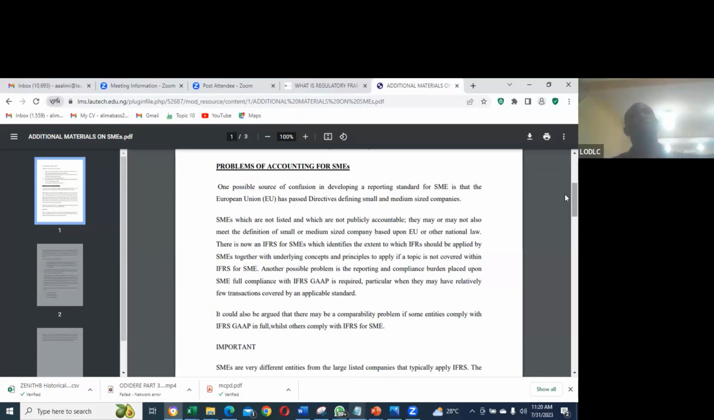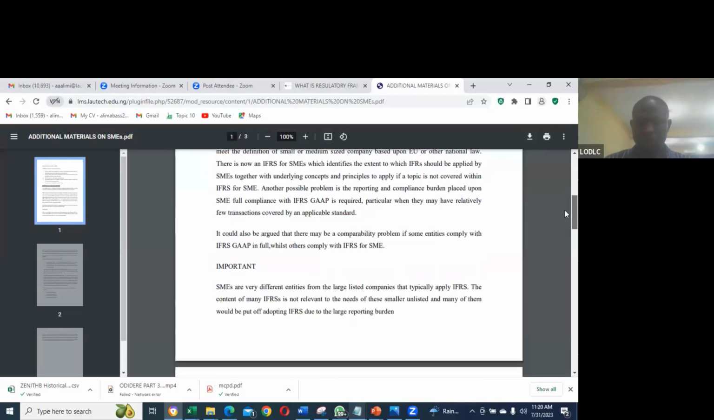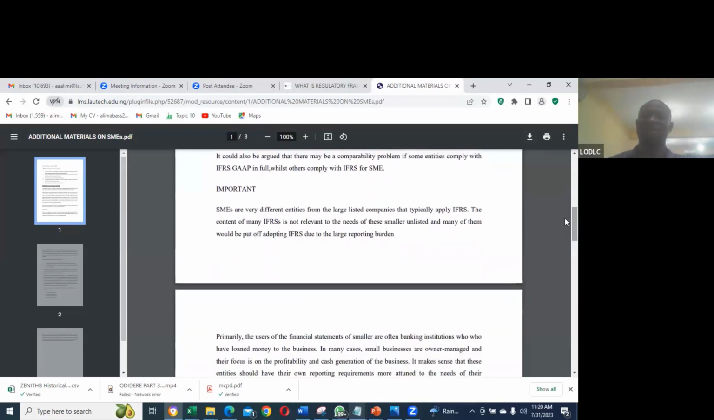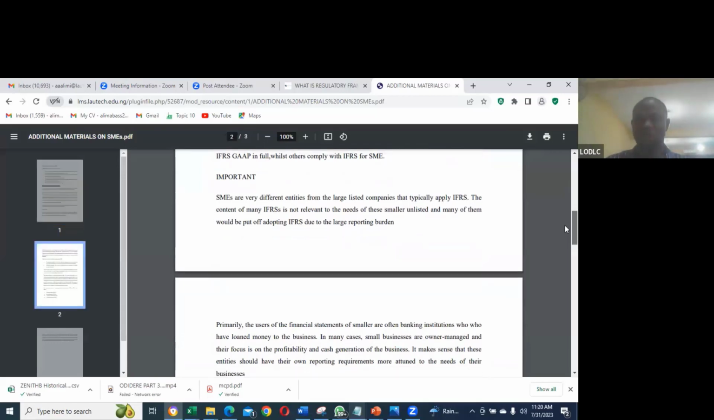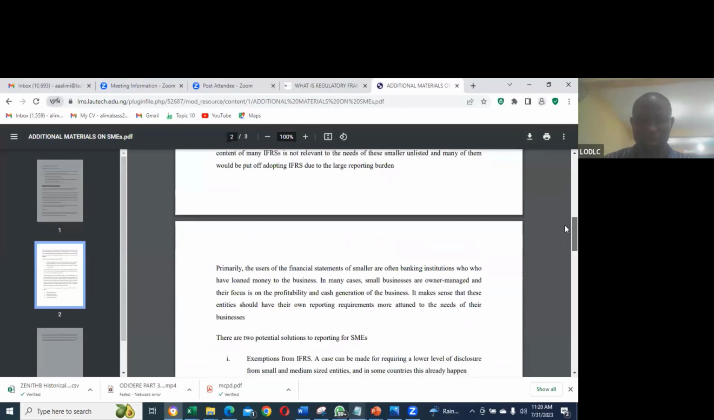For you to compare businesses, there should be a minimum requirement for the assets, liabilities, and some other things. So it might be a problem for SMEs as well. SMEs are very different entities from the large listed companies that typically apply IFRS. The content of many IFRS is not relevant to the needs of these smaller unlisted entities, and many of them will put off adopting IFRS due to large reporting burdens. So it's an important note to take.